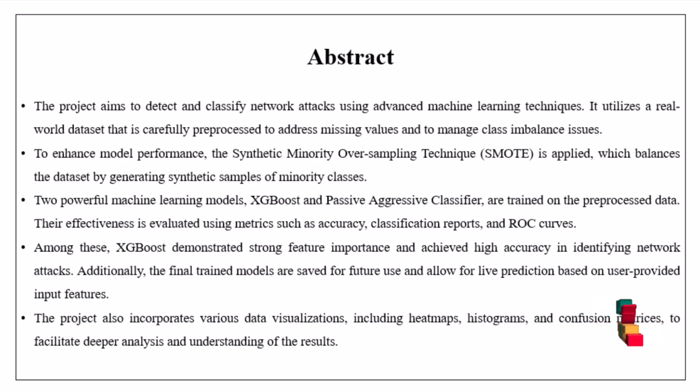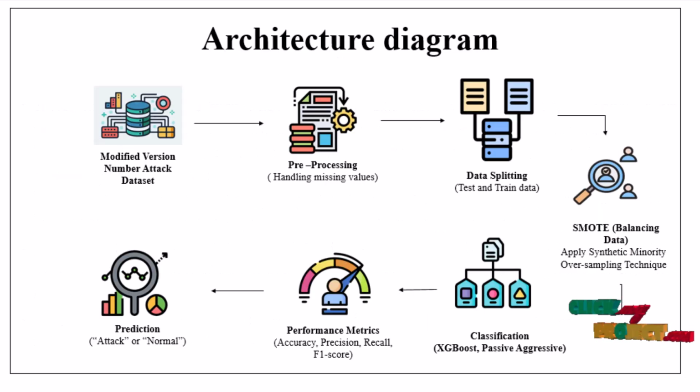This is our abstract. This is our workflow diagram. First, we need to collect the data set from Kaggle and carry out the pre-processing step, handling the missing values, and carry out the data splitting. The whole data set is split into train and test, training for the model and testing for the performance of the model, and then carry out SMOTE.